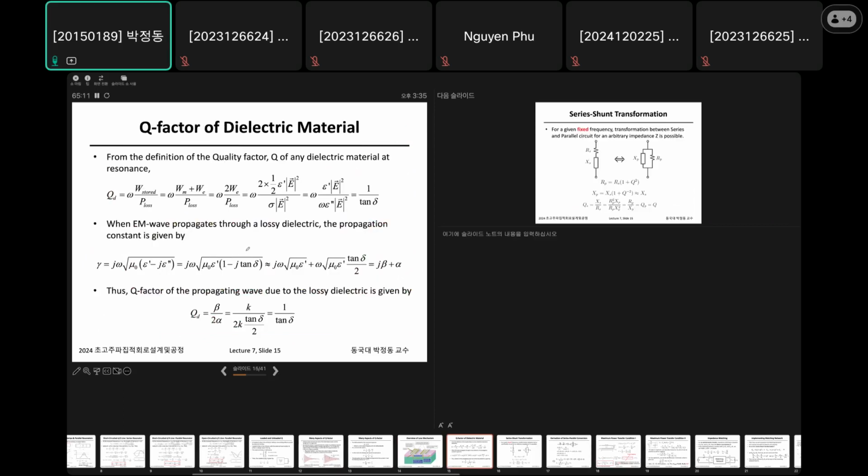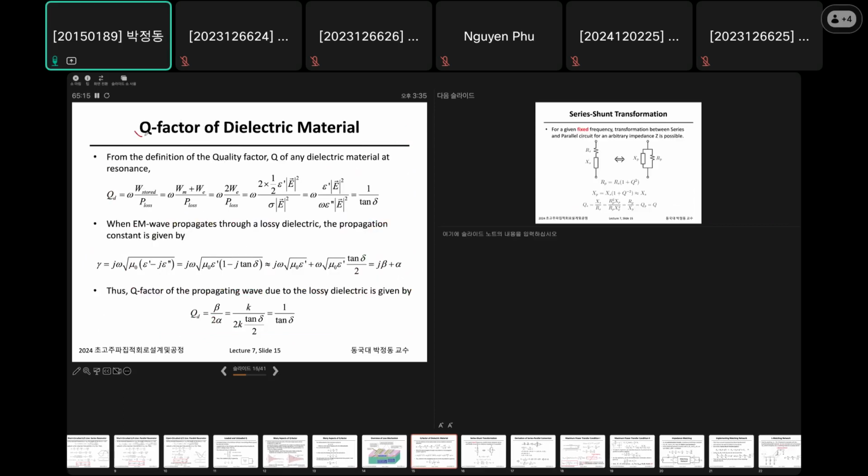So this is actually what I forgot last time. I just presented it for your information. From the definition of quality factor, any dielectric material with a loss tangent is given by this. That's what I mentioned. Now, how? This is actually very straightforward.